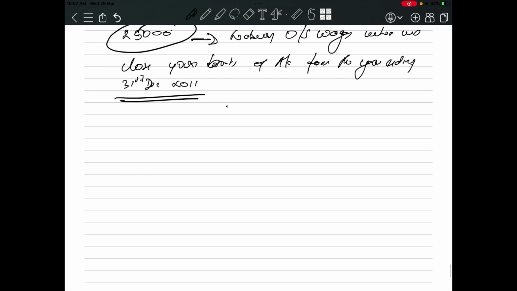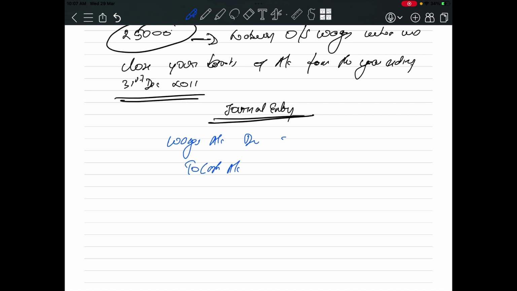So what will we have to do? See, journal entry. I don't want to cover journal entry right now, but let's just try to understand this part. The expense is for the current year. So what will be the journal entry? Wages account debit, because wages is an expense, right? Debit all expenses and losses. And now, say for example, we paid the wages instantly. What would have been the journal entry? To cash account, cash goes out, 5,000.